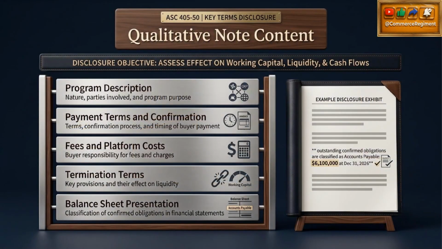The qualitative disclosure explains the program to users. It should describe the arrangement, the parties involved, the payment terms, the invoice confirmation process, any fees or platform costs, termination provisions, and balance sheet presentation. For example, if the buyer confirms invoices and suppliers can elect early payment from a finance provider, users need to know whether confirmed obligations are still classified as accounts payable and what amount is outstanding at period end. The goal is not to write a long note. The goal is to make liquidity effects understandable.